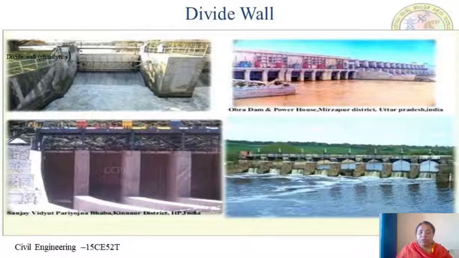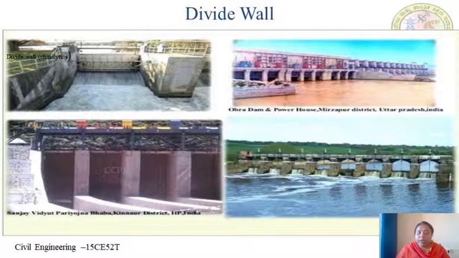The function of the divide walls is to form a still water pocket in front of the canal head in order to accumulate the water in front of the canal head so that the suspended silt can be settled, which can then later be cleaned through the scouring sluices from time to time.